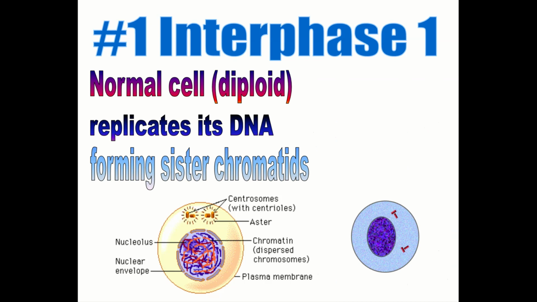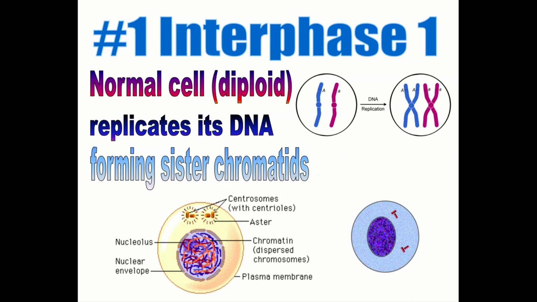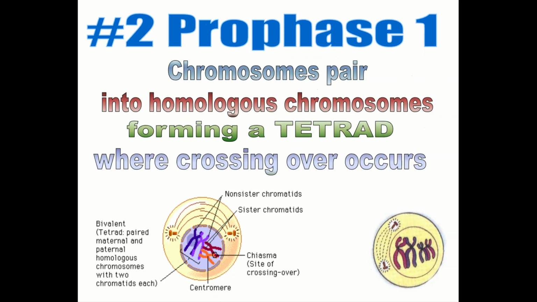So again, during interphase, you have a normal diploid cell that replicates its DNA, so each chromosome gets another sister chromatid. It goes from a chromosome with one chromatid to a chromosome with two chromatids. Again, this happens during interphase. During prophase, the chromosomes become visible. So the loose, unwound DNA condenses into that chromosome form that looks kind of like an X.